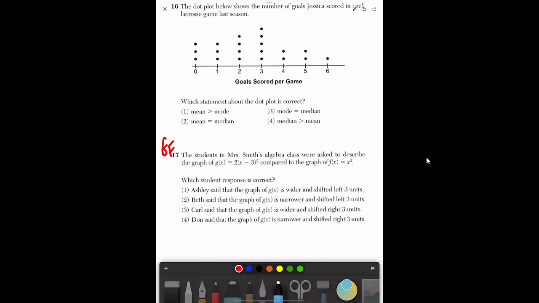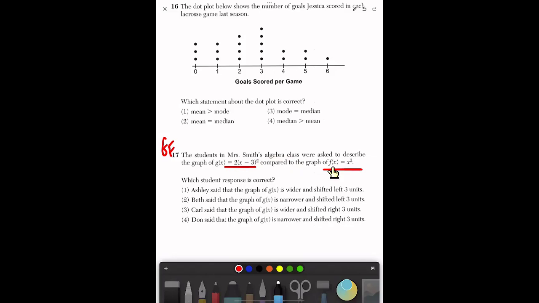So in this case, we are comparing them, but they want to know, okay, if we started with the parent function x squared, which is a quadratic function, and then we graph this one, how do those two compare to each other? So all we're doing is we're graphing both of these, and we're just trying to say, how do they compare? All right, so I've already graphed these, so I just have to go look at them.